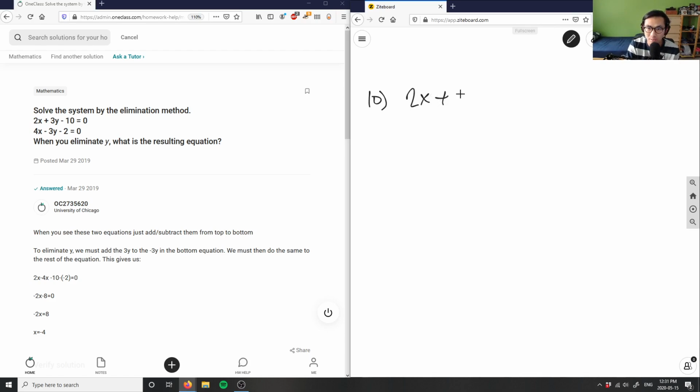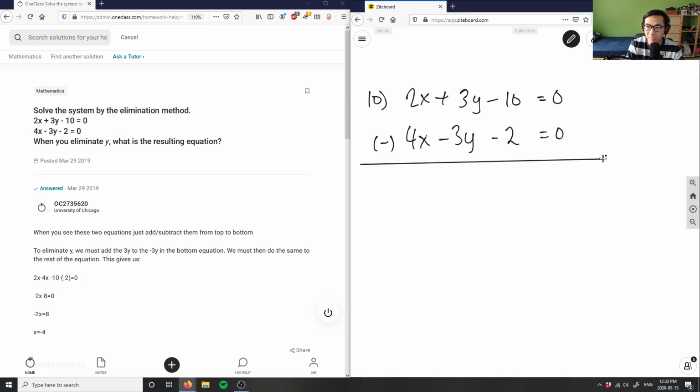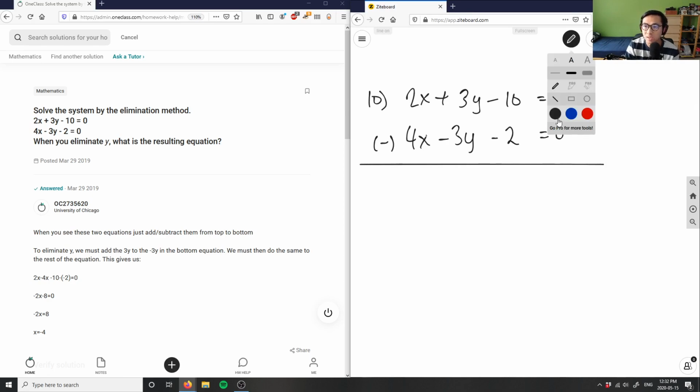So we have 2x plus 3y minus 10 equals 0. We have 4x minus 3y minus 2 equals 0. And we want to eliminate this, right? So when we want to eliminate something, we want to make something equal to each other, right? So what we want to do first is, if we want to eliminate, we are going to subtract both of these guys here, and we want to eliminate a variable here. And in this case, I actually can't eliminate any of these variables here. I have to do something for us to change our equation here.